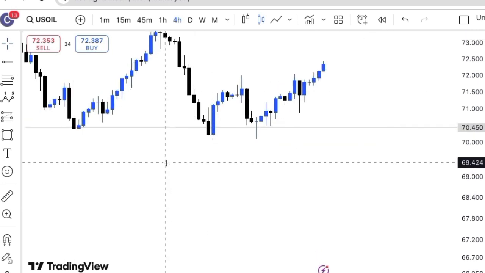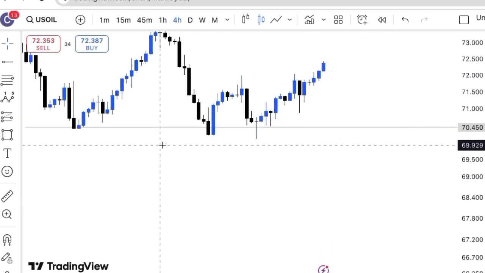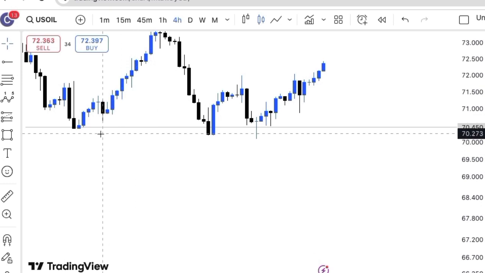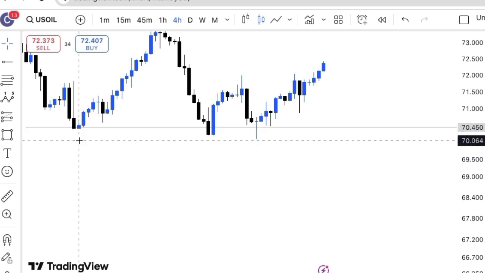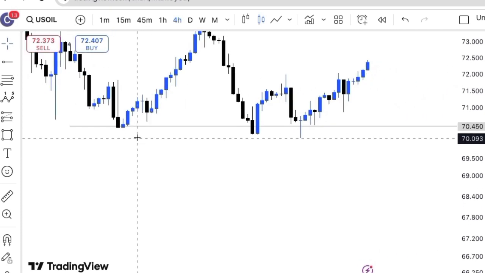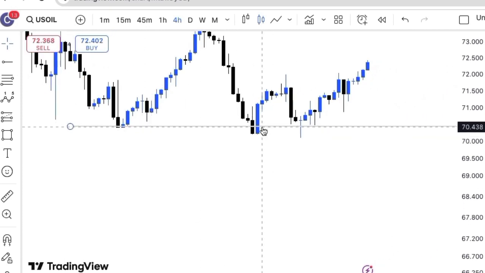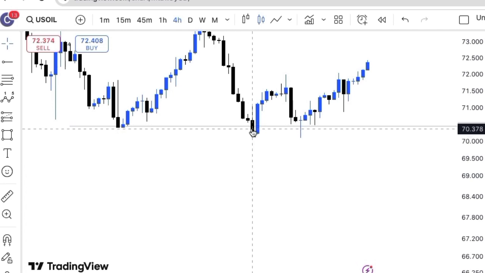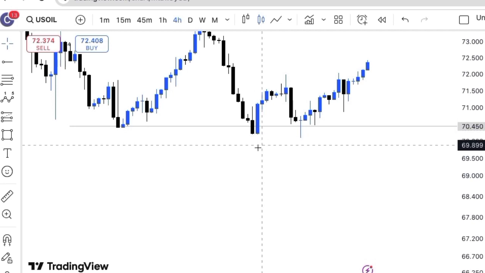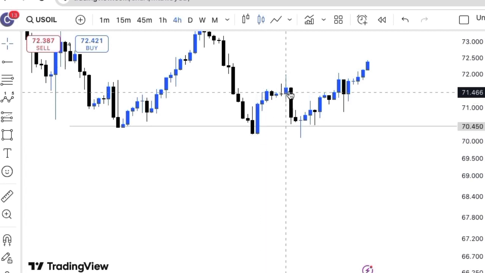So this is 4 hours. As you can see, this was the low we are looking at. Okay, so you see, this was the low, and you can see it did break. This thing is a fake out. It's not a real break, because see, the candle is small. That's why I like to work with the daily. So as it broke, it went up.